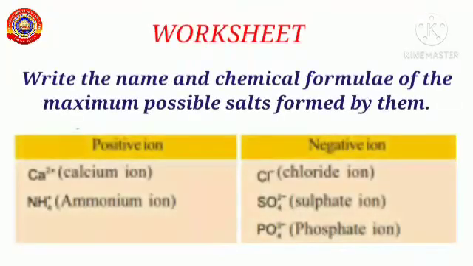Okay children, so here's a worksheet for you. Some positive ions and negative ions are given in the table. You have to write the name and chemical formula of the maximum possible salt formed by them.